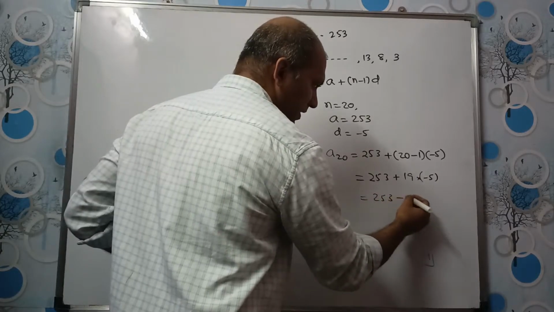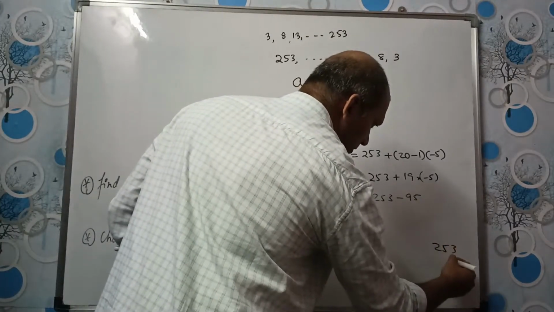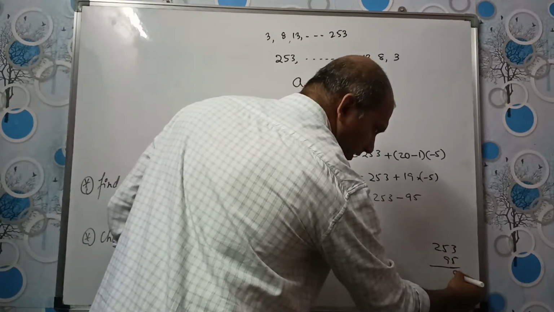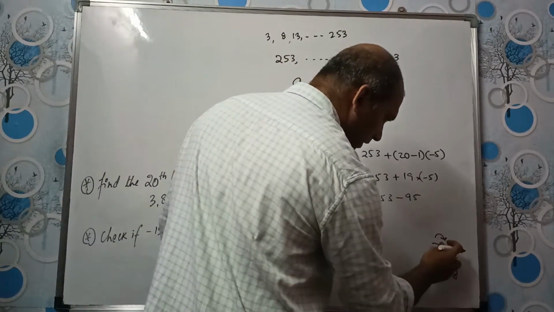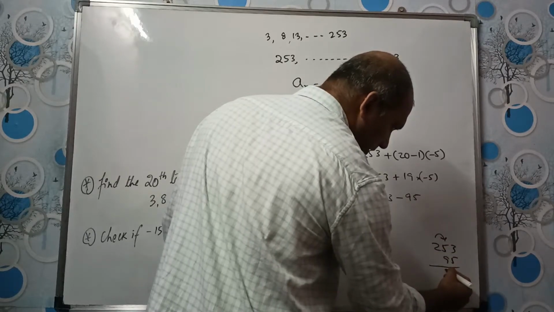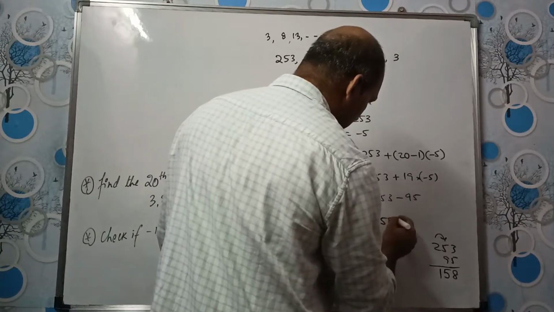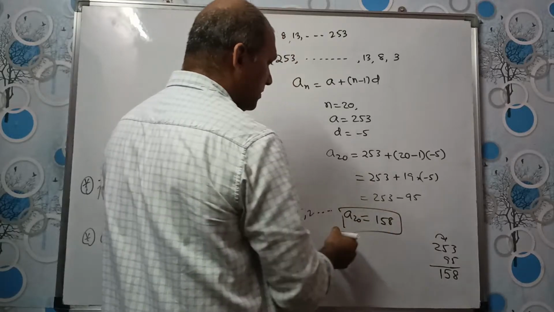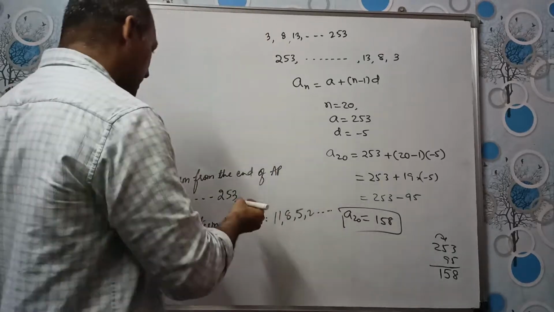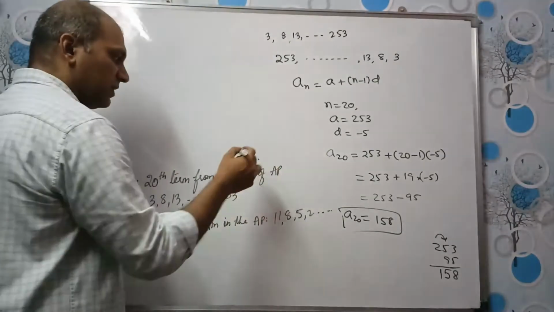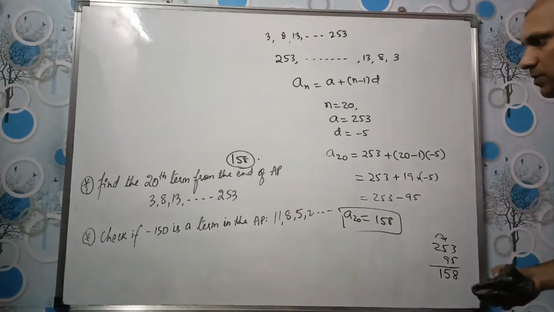So this is 253 minus 95. 253 minus 95 is how much? 13 minus 5 is 8. So this is 14 now. 14 minus 9 is 5, and here 1. So this is 158. So the 20th term from the last of this is 158. So this answer is 158. I hope you understood how we solved that problem.